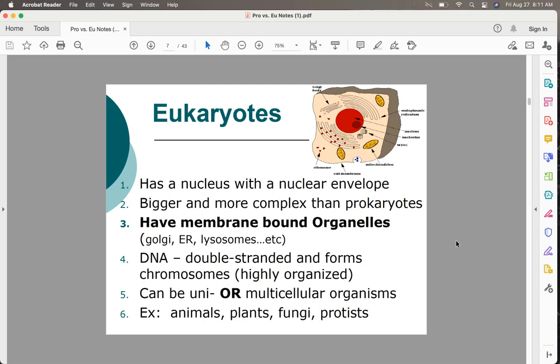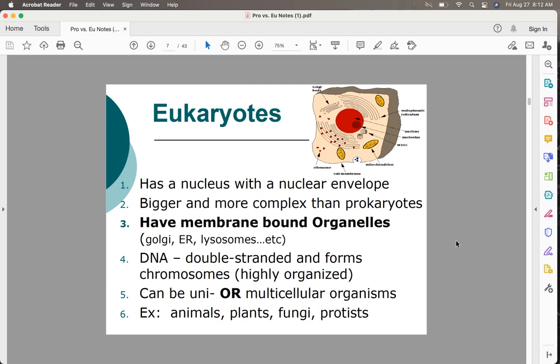Okay, next we have membrane-bound organelles, as I was saying before. So we have the Golgi body, we have the endoplasmic reticulum, we have lysosomes, we have vacuoles, we have a nucleus. Okay, there's a lot of things going on inside of our eukaryotic cells. That's only a couple of the different organelles. But remember that each one of these organelles has a membrane around it. These are membrane-bound organelles. Okay, so that's basically in order to separate that organelle from everything else inside the cell.